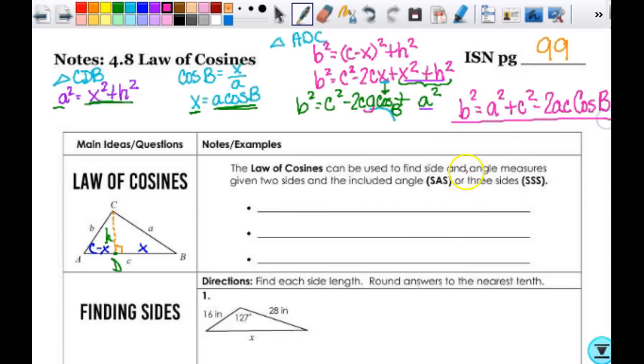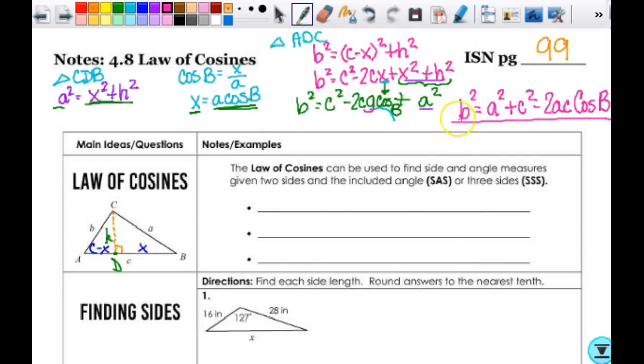This right here is what we can use to find side length B. Now, here's the good news. We can use this to find any side length, and the letters really don't matter. Here's what you need to keep in mind when you go to solve this, because we're going to have 3 different versions we're going to write down right here.